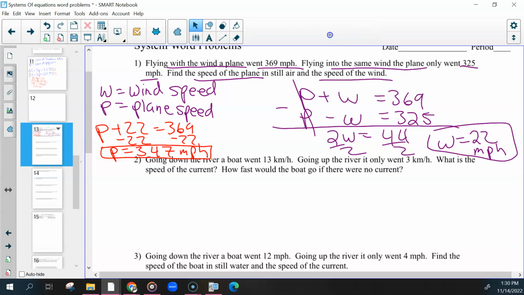Typically, your plane speed is going to be faster than your wind speed unless there's some natural disaster or something going on. We're assuming that's not happening. So your plane speed should be faster than your wind speed. If that's not, something's off, something's wrong. Questions on that one?